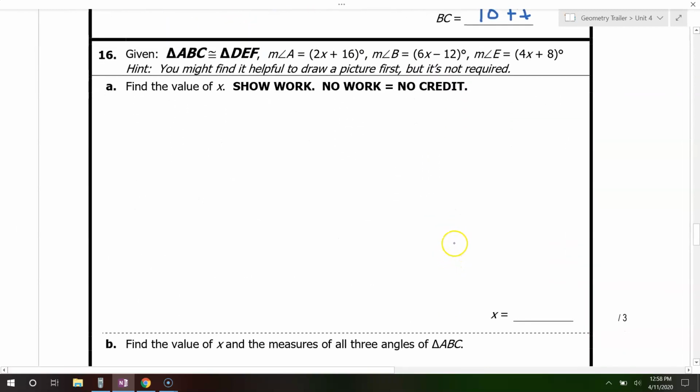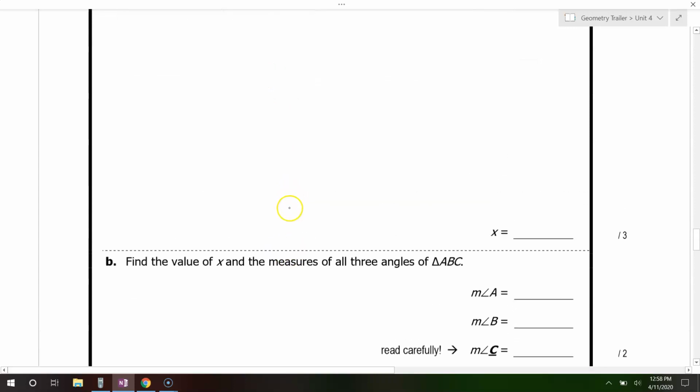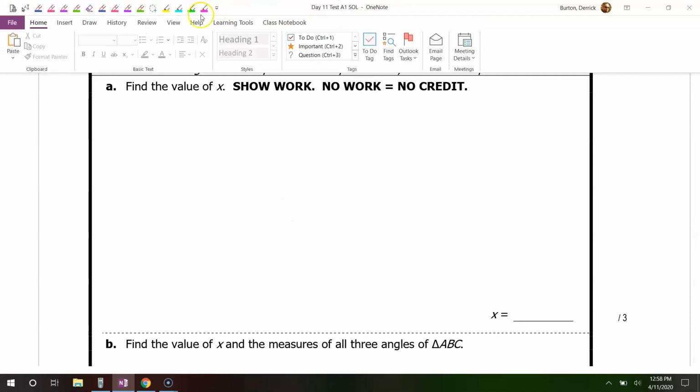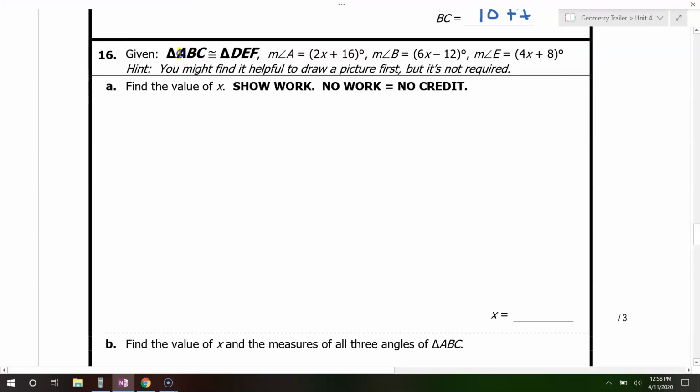All right, let's do that again. You might find it helpful to draw a picture first, but it is not required. Let's see if we can get away without drawing the picture. I don't think we need to draw the picture. So angle A corresponds with angle D. Here's an expression for the measure of angle A. We don't have one for D, so I'll save that for later.